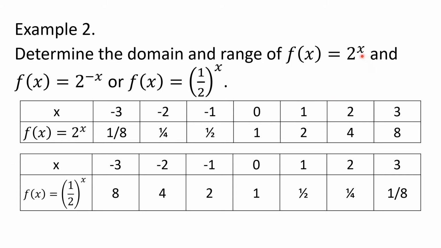Again, since x acts as an exponent in each of the equations, we know that it may take any integer, fraction, negative, zero, or positive number. And we can see that from the table of values. x takes any number, so it is the set of real numbers. That's the domain. For the group of y values, all are positive, increasing. And for the second equation, it is the other way around. It is decreasing. So let's see it in graphs.